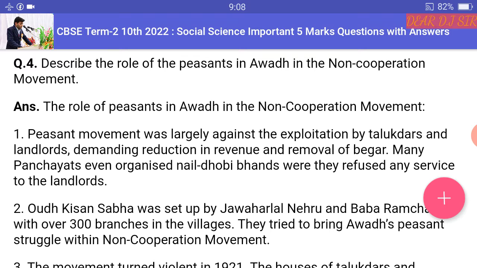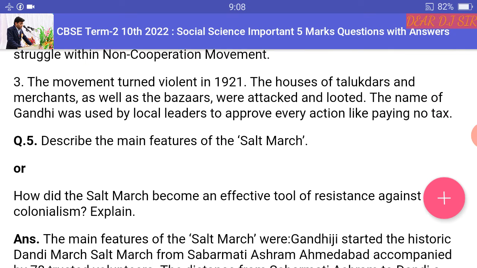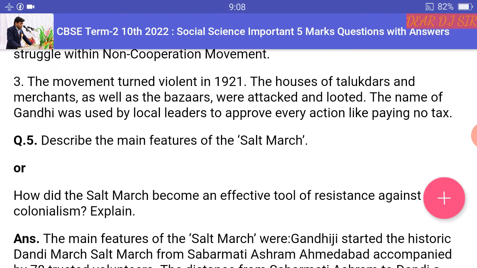Here the fourth question is, describe the role of peasants in Awadh in the non-cooperation movement. Here the fifth question is, describe the main features of the Salt March, or this question can also be raised as, how did the Salt March become an effective tool of resistance against colonialism? Explain.